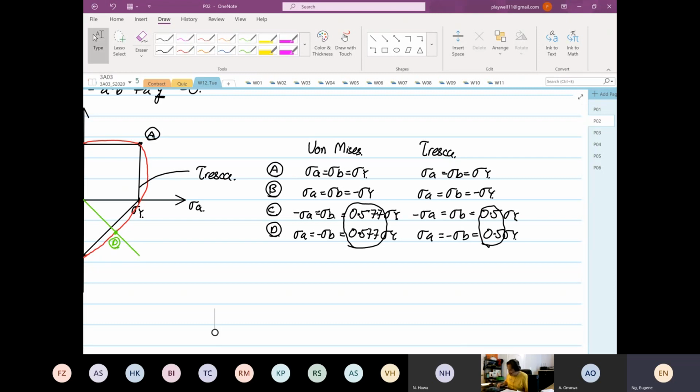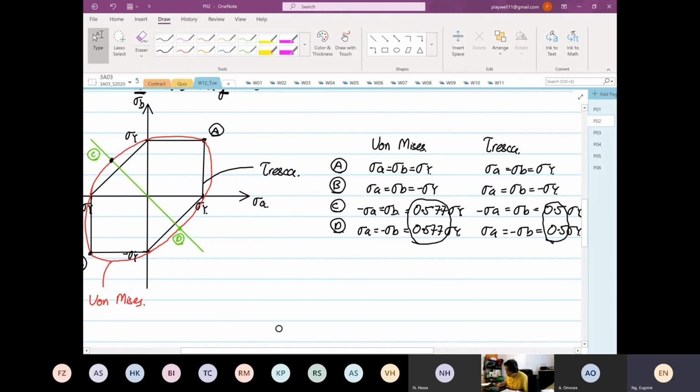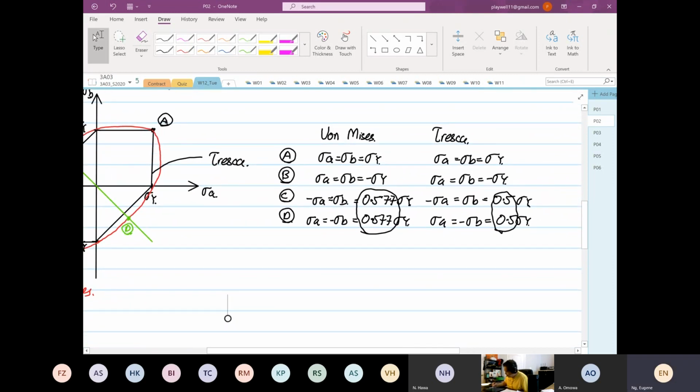So if you look at point B, C, and point D, and if you look at the values over here, what we can say is that von Mises in shear is less conservative than Tresca. You can see that already.